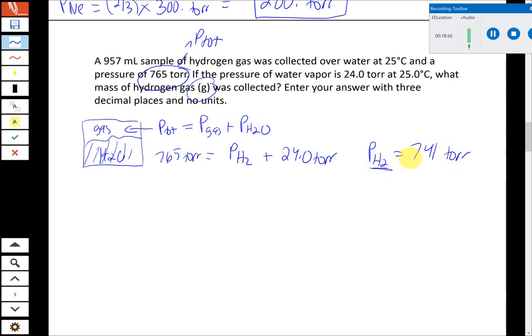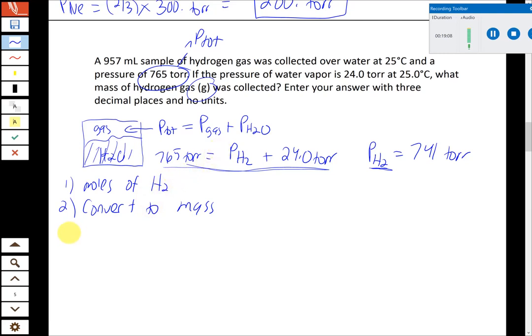So now that we have this, if we want to find the mass of hydrogen, all we have to do now is find the moles of hydrogen first, and then convert that to mass once we have it. All right, and so this now just becomes a regular old ideal gas problem. So when you're collecting a gas over water, this is the more conventional or more typical problem type. You just have to do this step first to make sure that you subtract out the water vapor pressure to get the pressure of the gas, and then from there it just becomes an ideal gas problem.